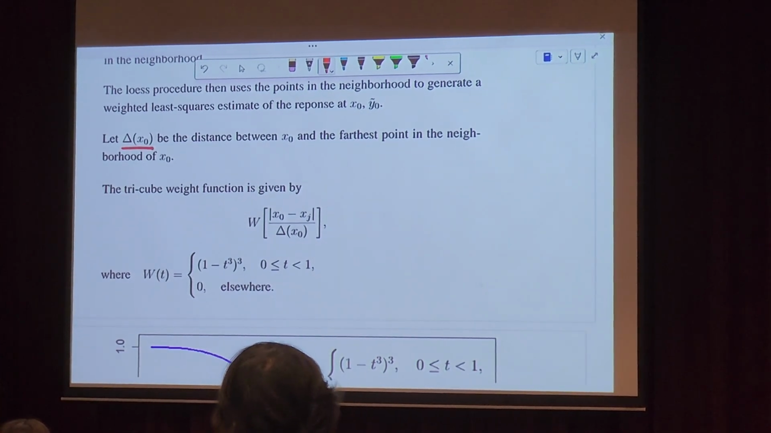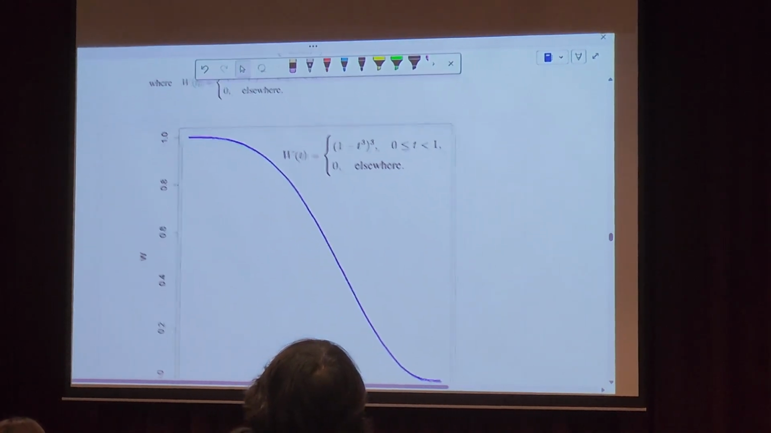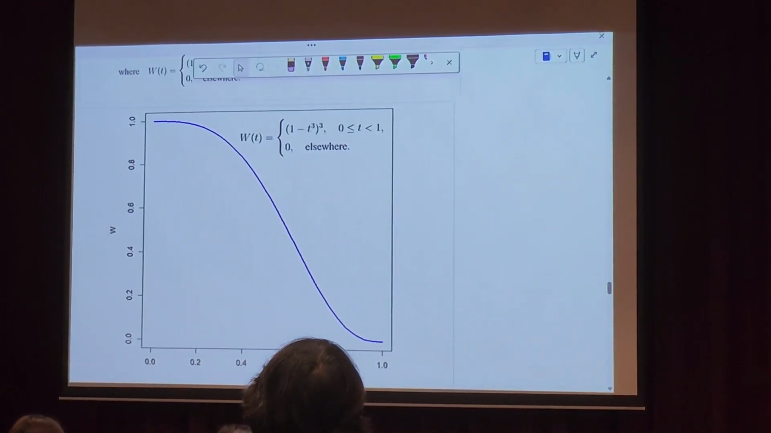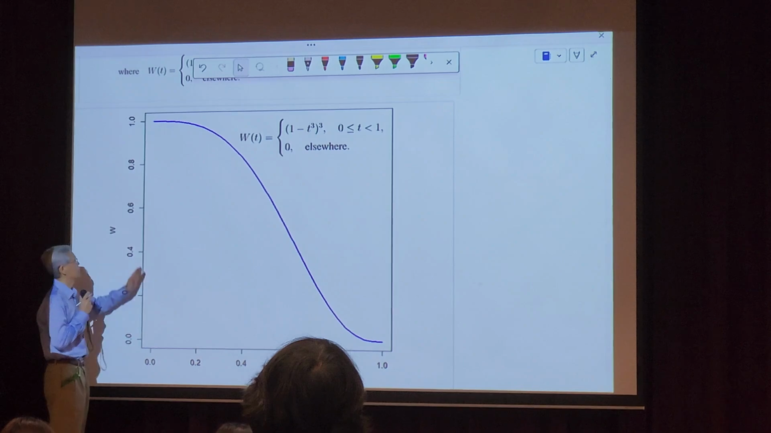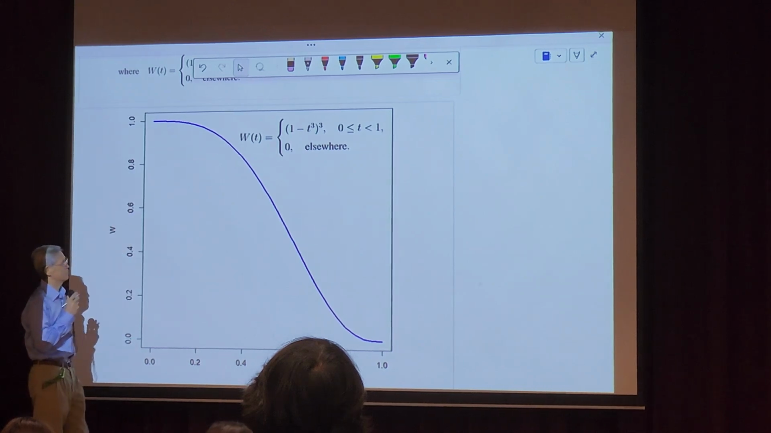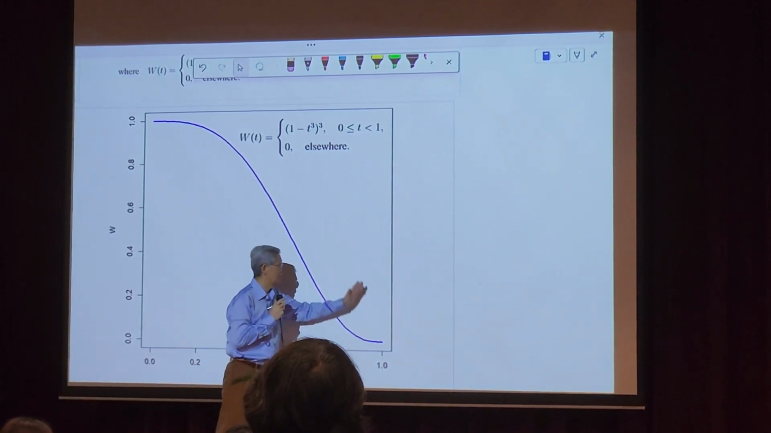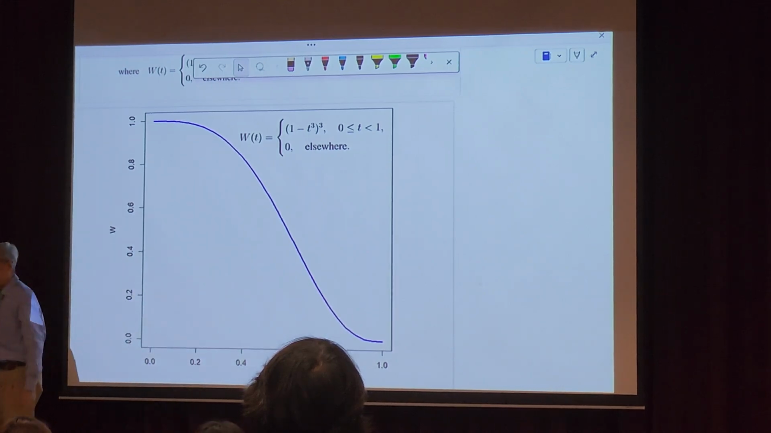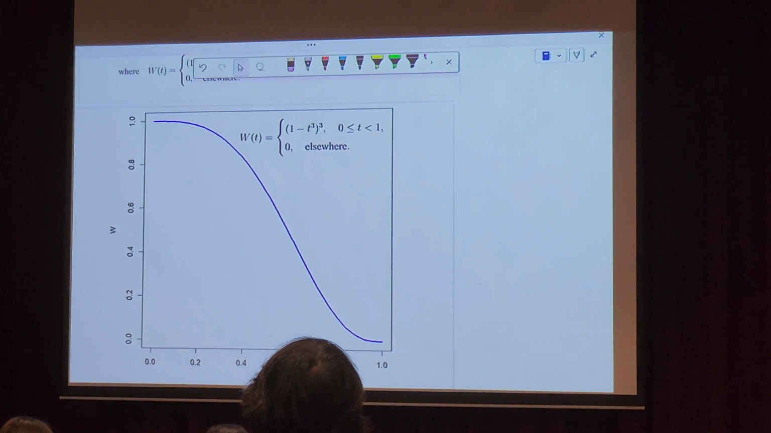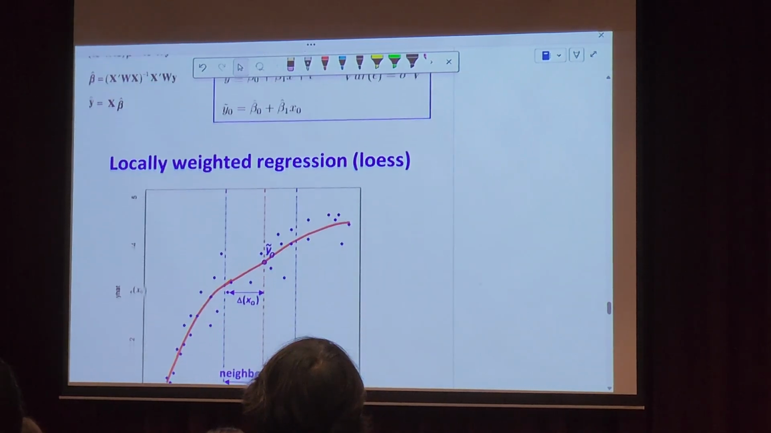So here I have a sketch of the function. You can see that if I look at a point that is near x0, then I give it maximum weight. If it is far from x0, I give it a smaller weight. So it will drop very sharply because of the cubic function. And that's how the weights are determined.